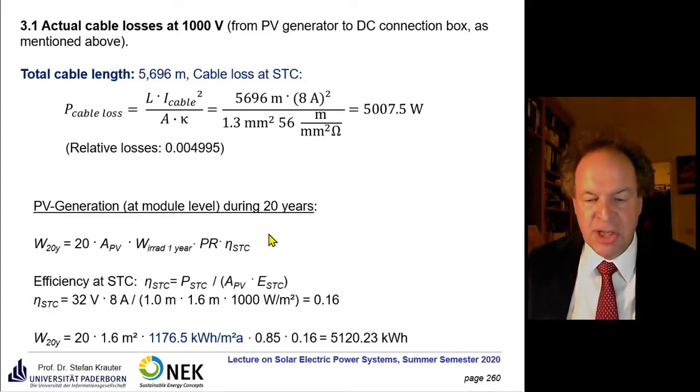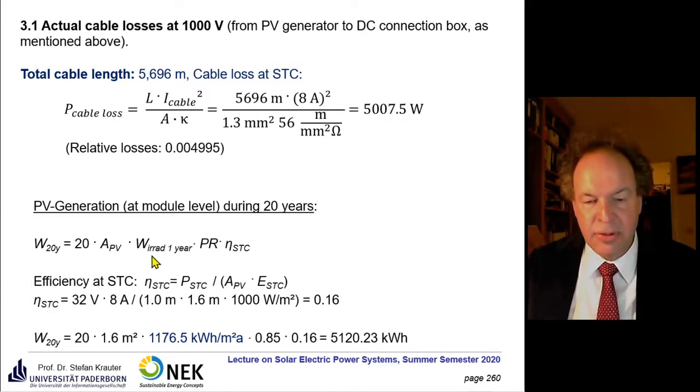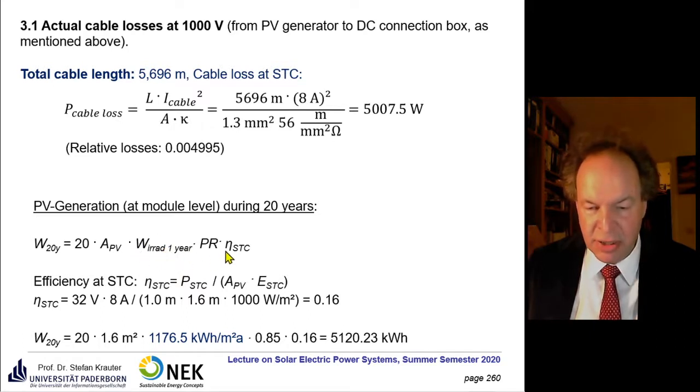Then the PV generation during that time period. So we have 20 times, and this is not the cross-section area, this is the area of our PV power plant, and W irradiated by 1 year. So this is the irradiance arriving on our power plant during 1 year. That's the performance ratio, 0.85. And this is the conversion efficiency of our module under standard test conditions.